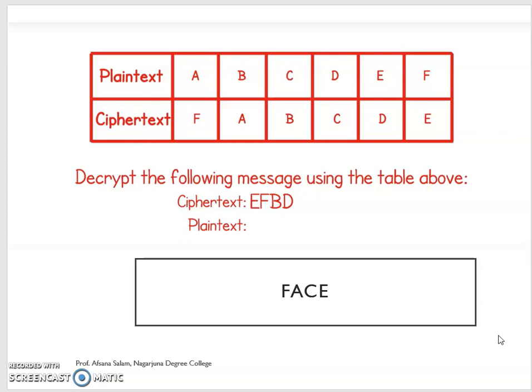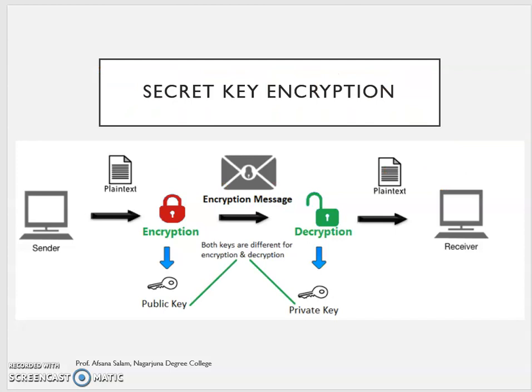This is nothing but plain text ABCDEF. This is being encoded with the ciphertext, and then I'm decoding it. Decryption with the help of these 4 keys, and then finding out the plain text. This is one simple example of encryption. So hope you understood this.